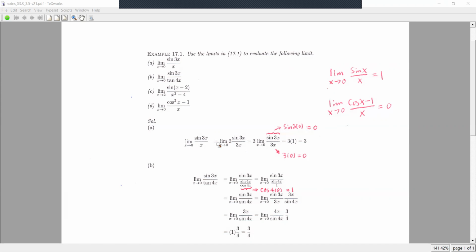Move the number 3 outside the limit, then we have this equation. Now, as x approaches 0, 3x approaches 0, and sine of 3x approaches 0. But according to this limit, sine of 3x and 3x approach 0 at the same speed. Therefore, this quotient will approach 1. So the limit is 3 times 1. It is 3. So this limit is 3.